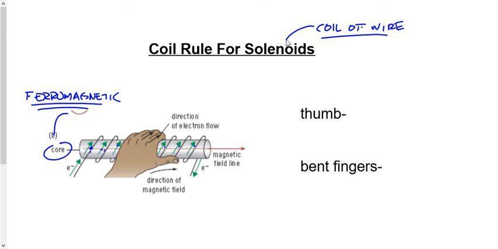Remember the wire grasp rule? Thumb was direction of the moving charge, fingers was direction of the magnetic field. This time, the thumb is in the direction of the magnetic field. We're going to say the direction of the magnetic field inside the solenoid or inside the coil. That's important, and you're going to see why later on, that word inside. The bent fingers are going to point in the direction of the moving charge or the direction of the electric current.